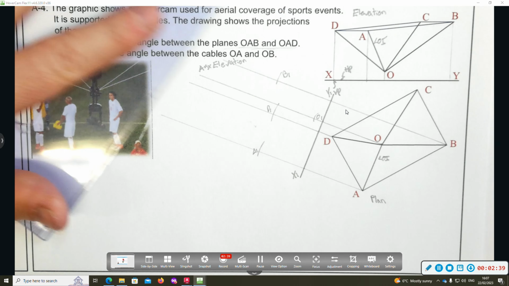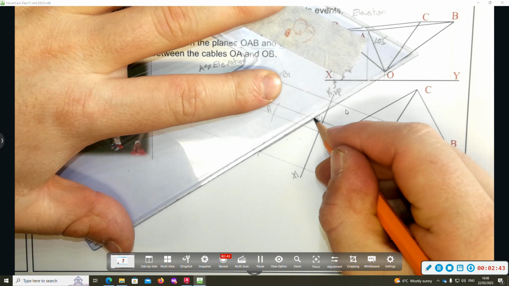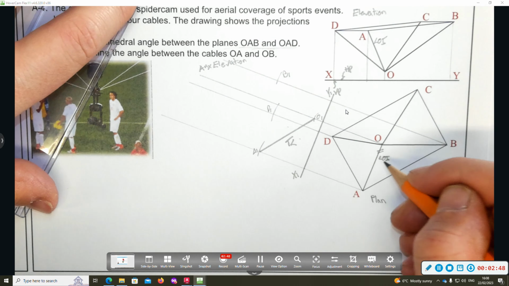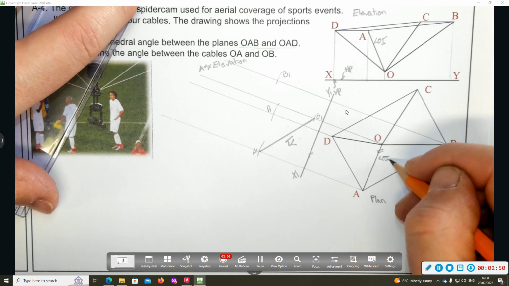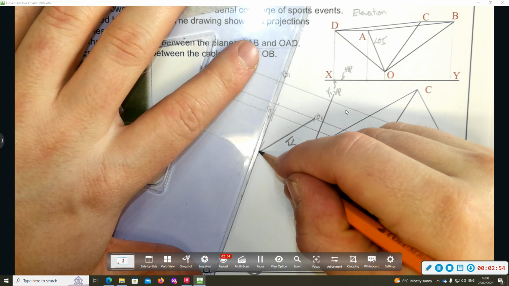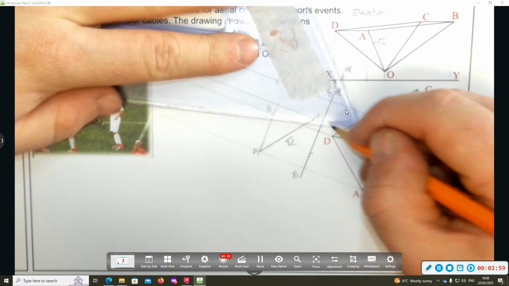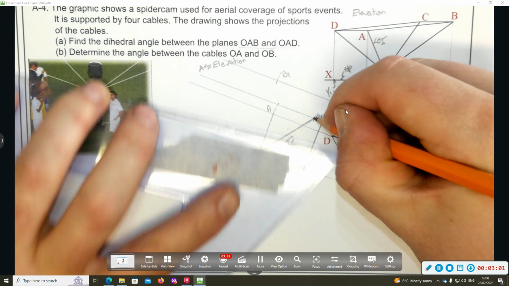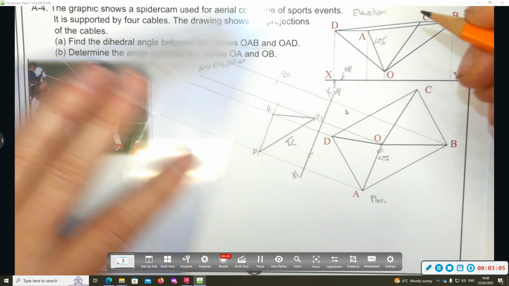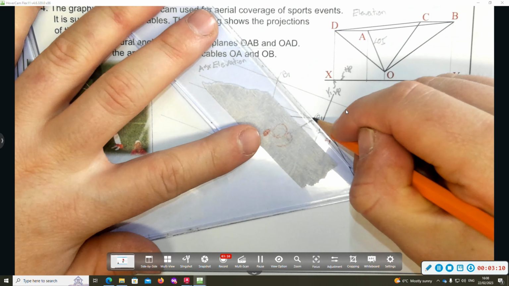Now I'm going to join these together. So A to O. Here's the true length of the line of intersection now, because it's parallel to the X1 Y1 line in plan view. So it's the true length in our auxiliary elevation. I'm going to join A to D, D to O. Okay, I'm going to join A to B and B to O.